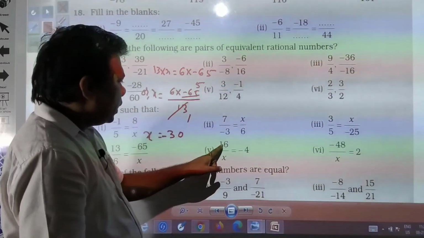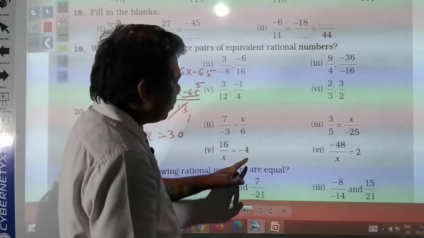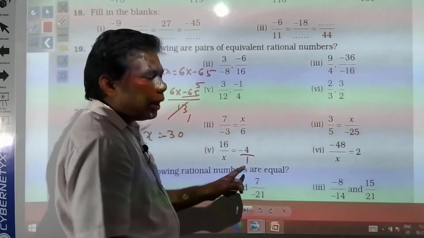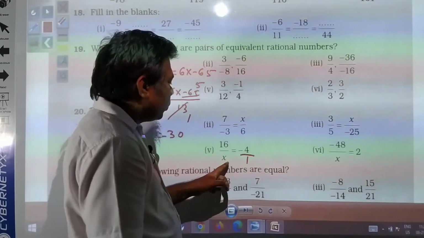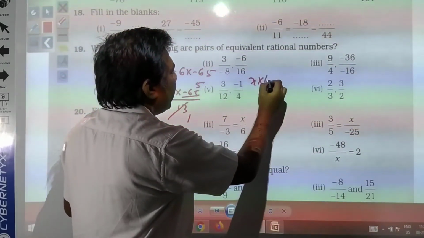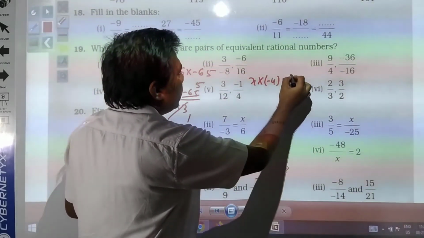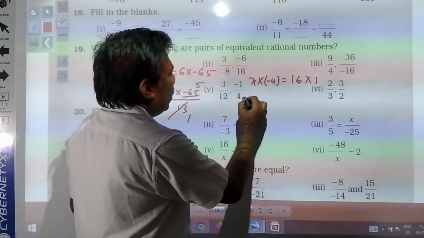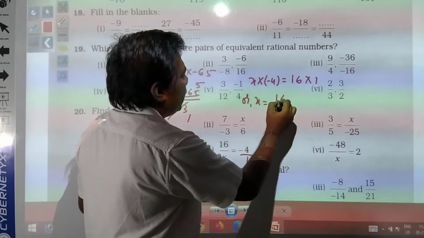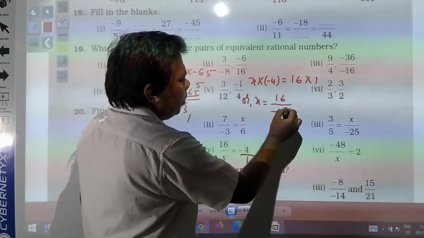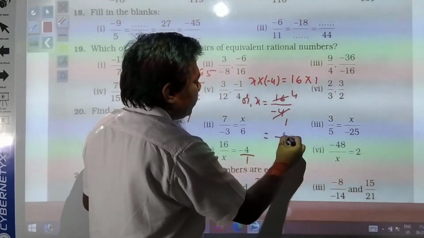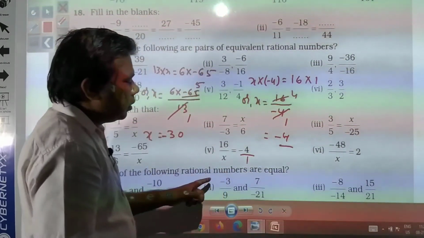Next you see 16/x = -4. It means what? If nothing is there in denominator, you can write 1. So x × -4 will be equal to 16 × 1, or x will be equal to 16 by -4. 4 ones are 4, 4 fours are 16. It means -4 will be your answer.